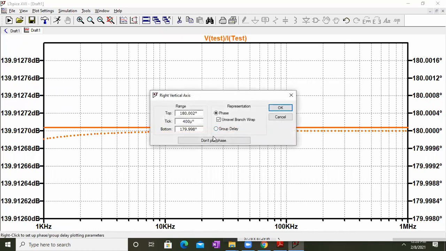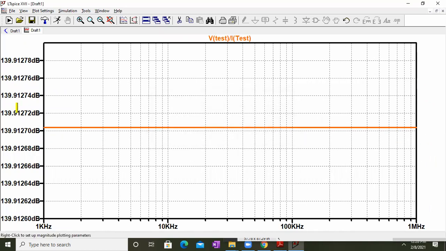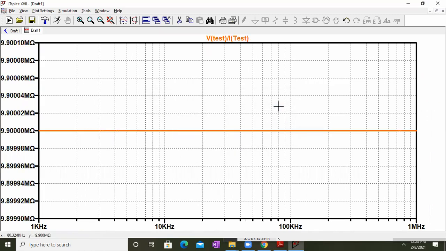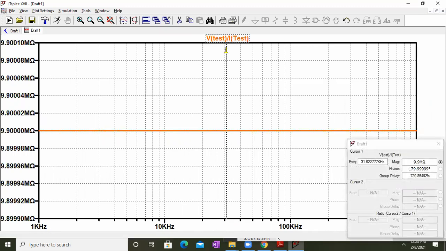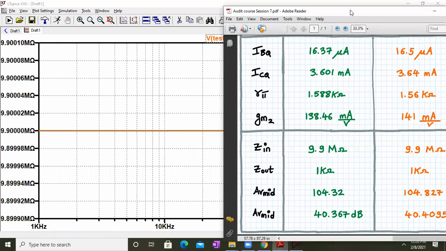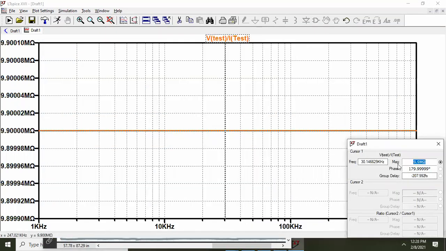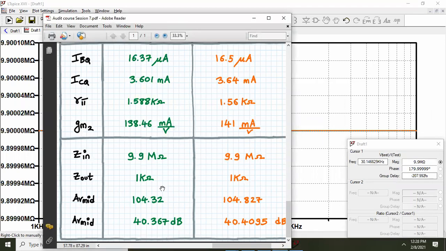Now I don't want to plot this phase plot. And also this is in dB, right? So I'll right click over here, click on linear. Once I click on linear, I'll directly get the value at 30 kilohertz. So let's say this is around 30 kilohertz. We are getting 9.9 megohms in simulation, and by calculation also we are getting 9.9 megohms. As you can see very clearly, this is 9.9 megohms. So that's how you calculate the input impedance of the circuit.